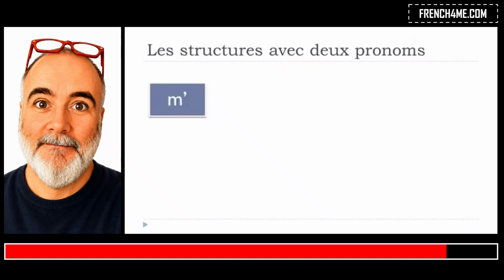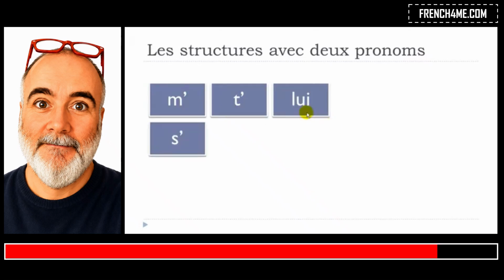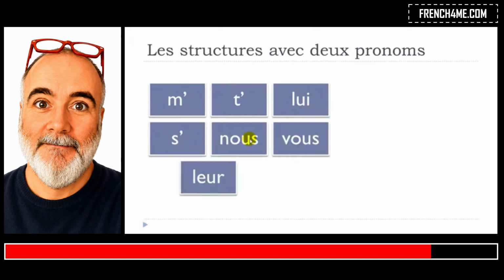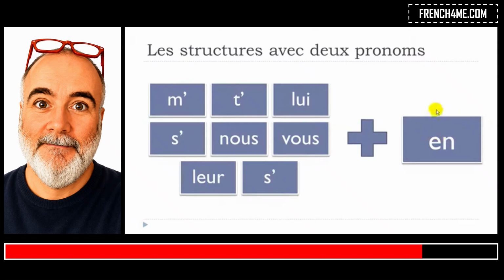So me, or then m', te, t', or then lui, se, or s', nous, vous, leur, and se, or s', will be placed before en. Okay, so that's the rule. En will come after me or m', te or t', lui, se or s', nous, vous, leur, or se or s'. Okay, so that's the way it will go. So en is coming after.